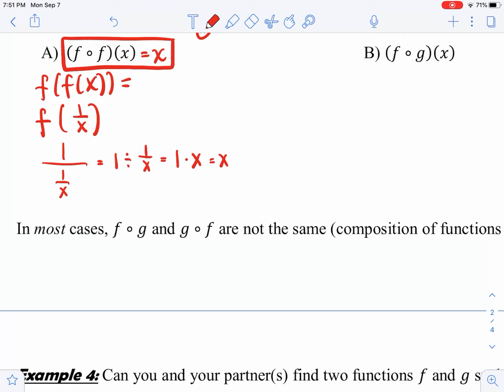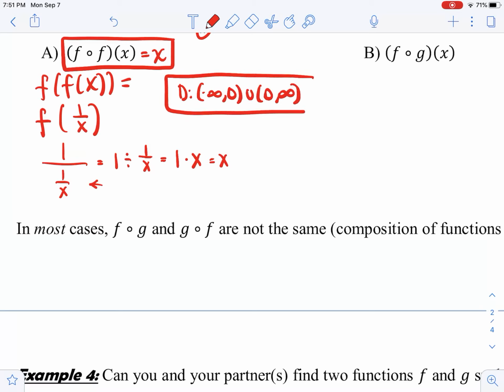Once again, you might be saying the domain is all real numbers because there's no restrictions. But remember, we simplified it. It wants to look like this. So x cannot be 0. So my domain is negative infinity to 0 union 0 to infinity.